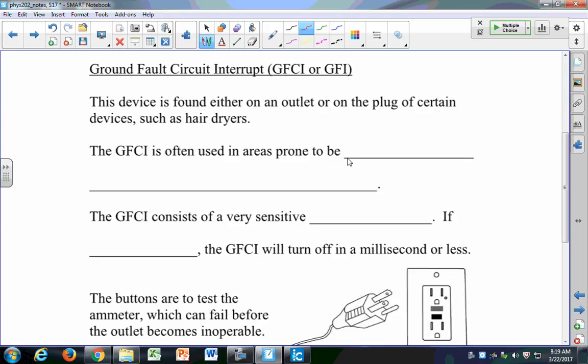Bathrooms, where? Okay, you see them in bathrooms. What type of devices do you see them on? Hair dryers. Straighteners. Oh, yes. Yeah, I was using my straightener this morning, and the GFI went off. Anyway, you use them in areas that are prone to be what? Wet. Right. So you use them in areas that are prone to be wet: bathrooms, kitchens, outside, on hair dryers, etc.